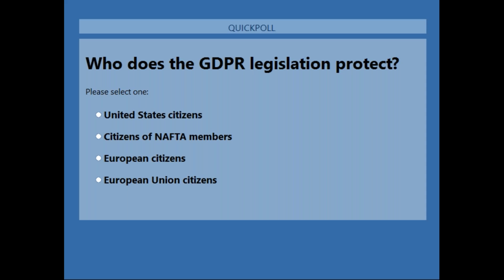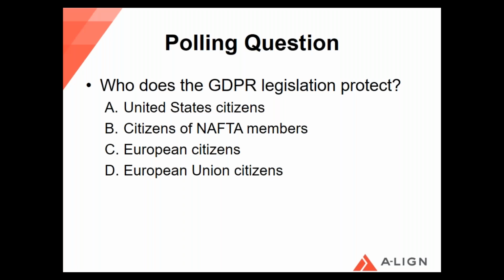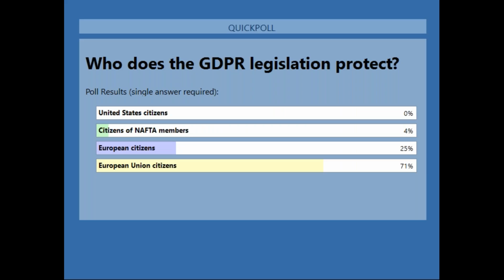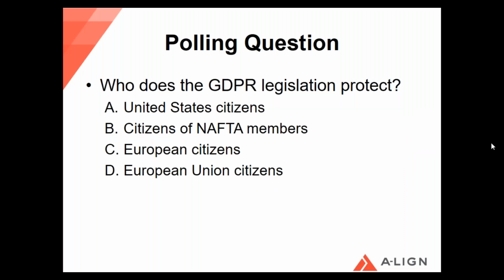Seeing some right answers, some wrong answers. We'll give you another maybe 5 to 10 seconds. Okay, it seems like most of you got it right: 0% for United States citizens, 4% for citizens of NAFTA members, 25% for European citizens, and most of you answered D, which is the correct answer, European Union citizens. So those are folks who are citizens of one of the countries that are members of the EU and reside within the European Union.